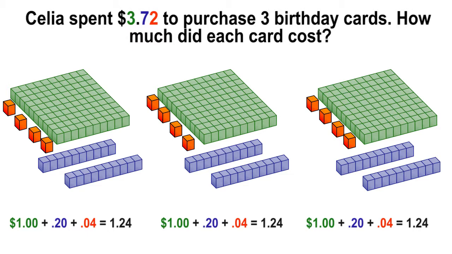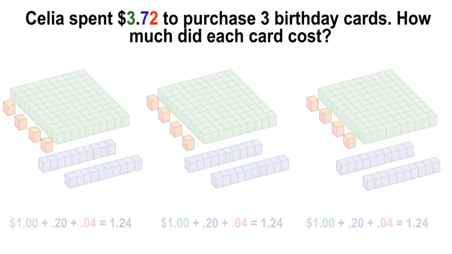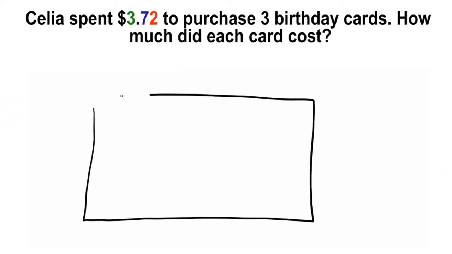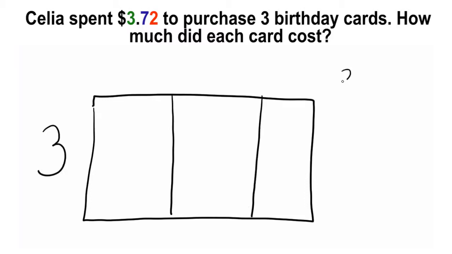We can also do the problem in an open array. Draw an open array bar, write the divisor of 3 on the left side and the dividend of $3.72 to the side of the array bar. The whole dollar was shared first in the base 10 block model.